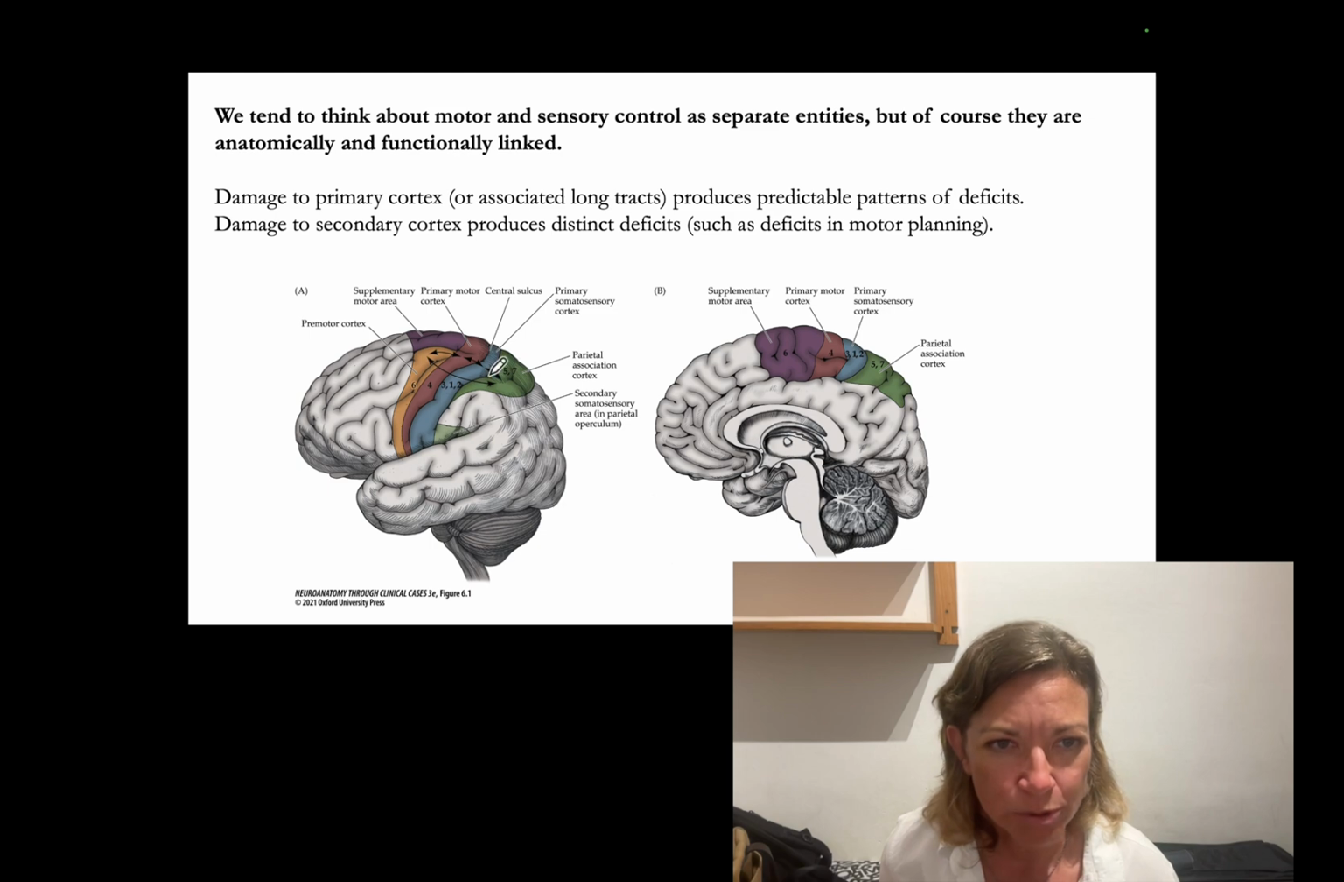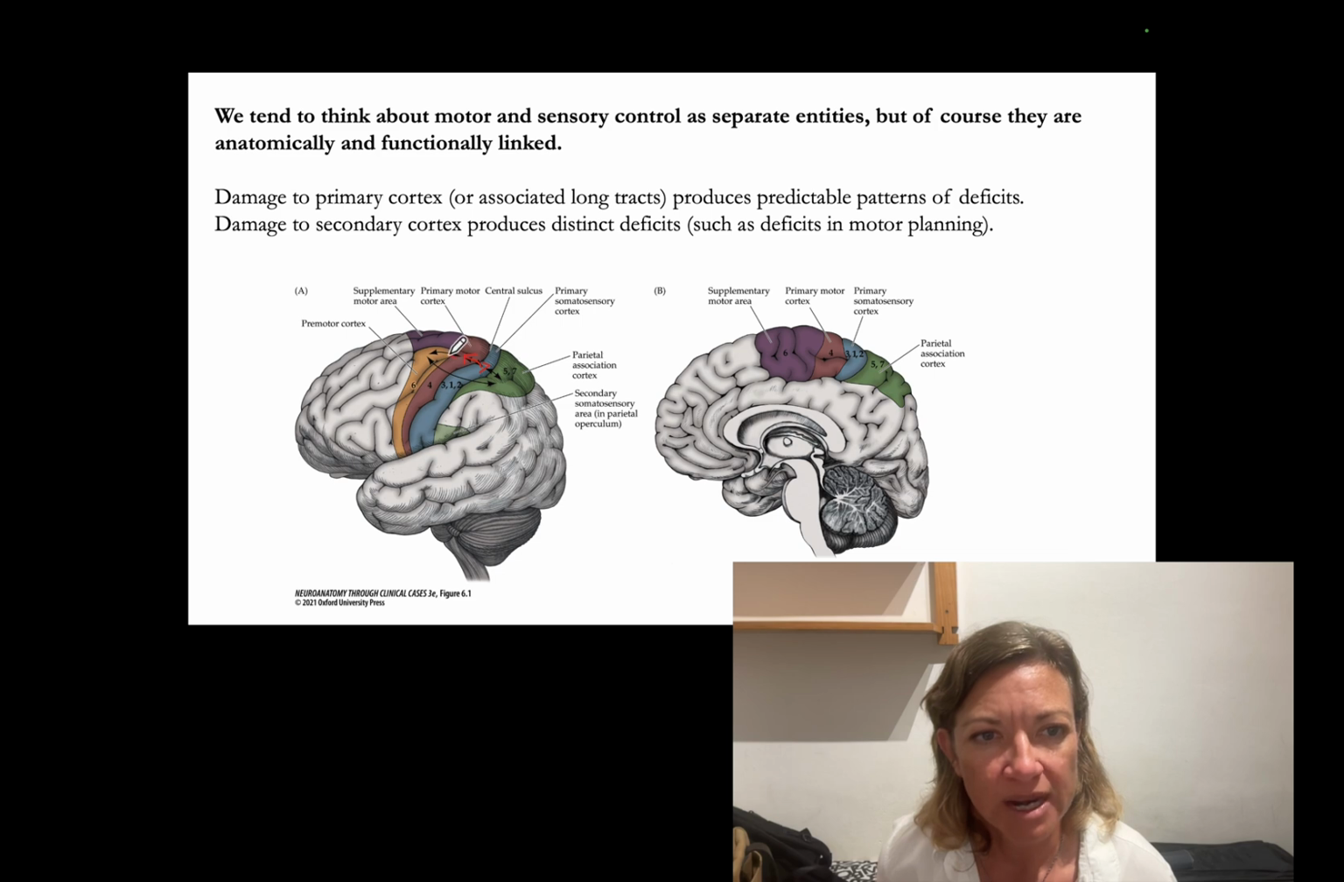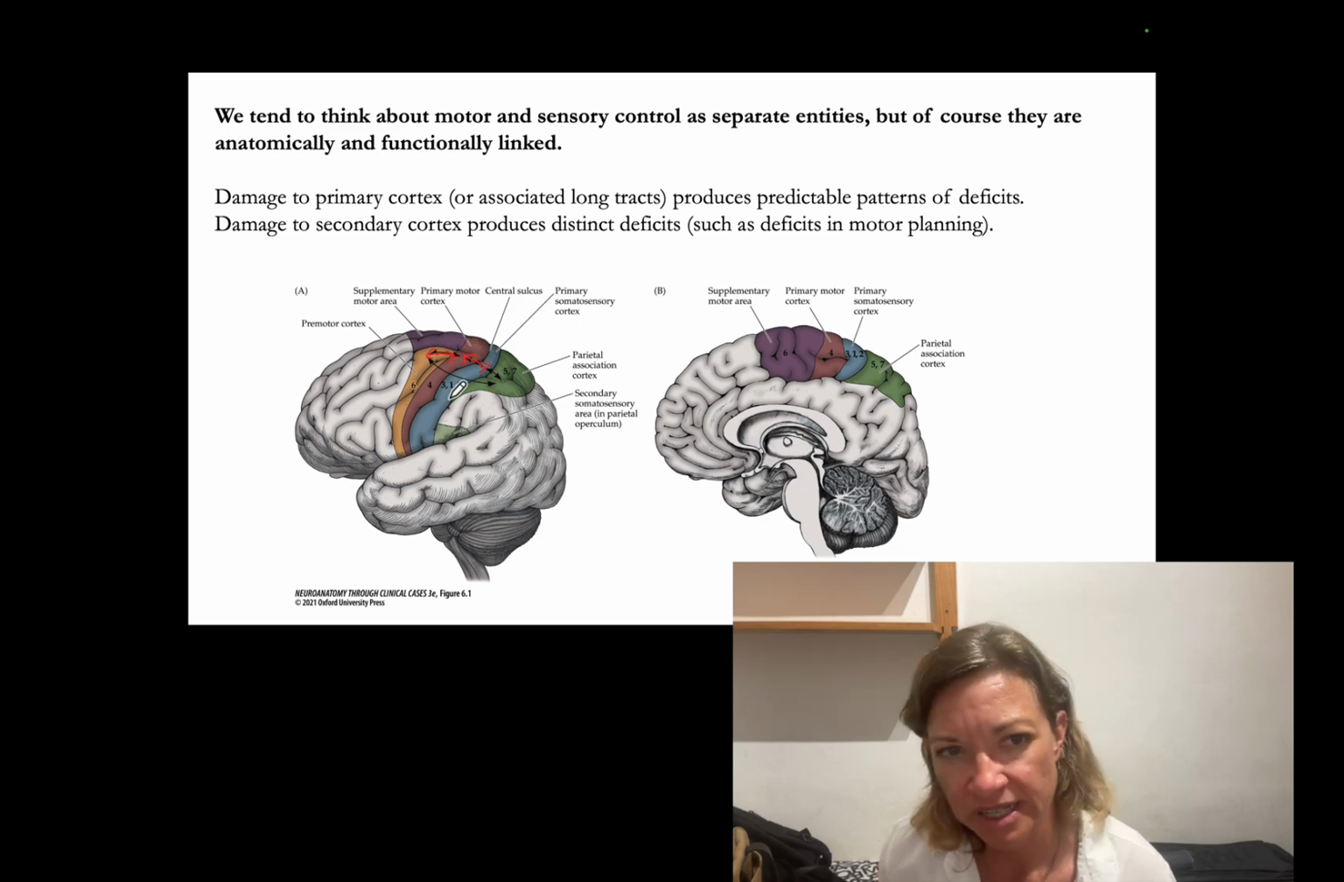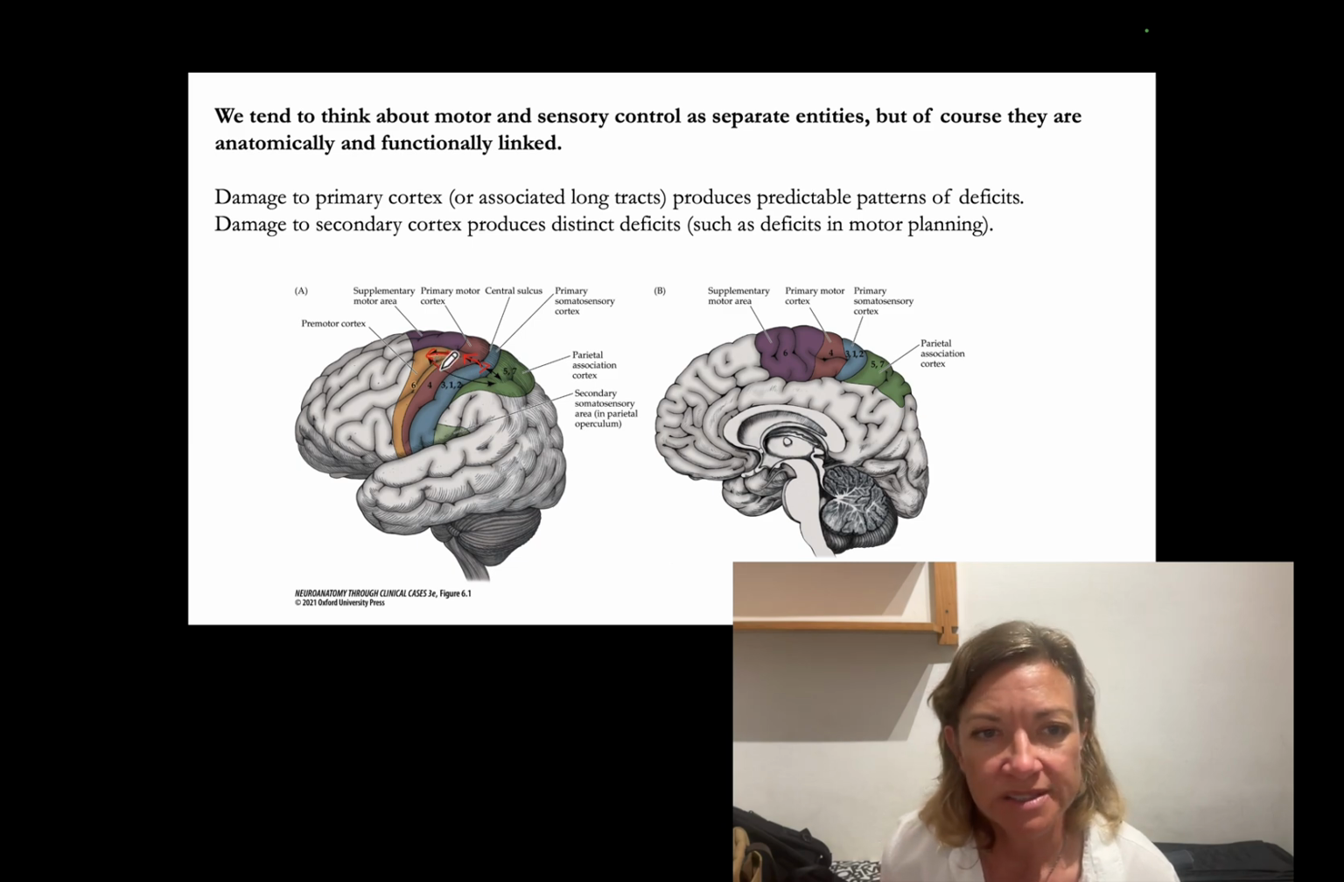And that includes reciprocal connections between primary motor and primary somatosensory cortices, between primary and association cortices of the same modality, motor and sensory, and even between secondary cortical areas for motor and sensory control. So a whole host of reciprocal connections links these areas, and it's really important to think beyond the primary motor cortex, or M1, when we think about motor control. So that's the first thing.